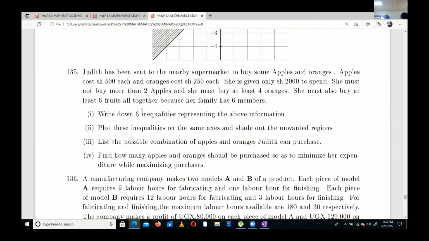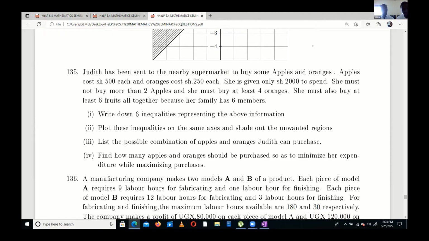So the question says that Judith has been sent to the nearby supermarket to buy some apples and oranges. Apples cost 500 shillings each, and oranges cost 250 shillings each. She's given only 2,000 shillings to spend. She must not buy more than 2 apples, and she must buy at least 4 oranges. She must also buy at least 6 fruits altogether, because her family has 6 members. So when doing linear programming, I think extracting inequalities from all these stories is the trickiest part, and when you've done all that, you move on smoothly.